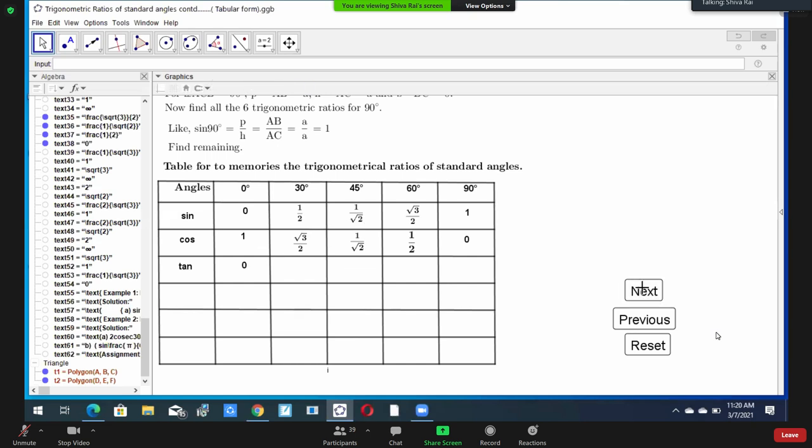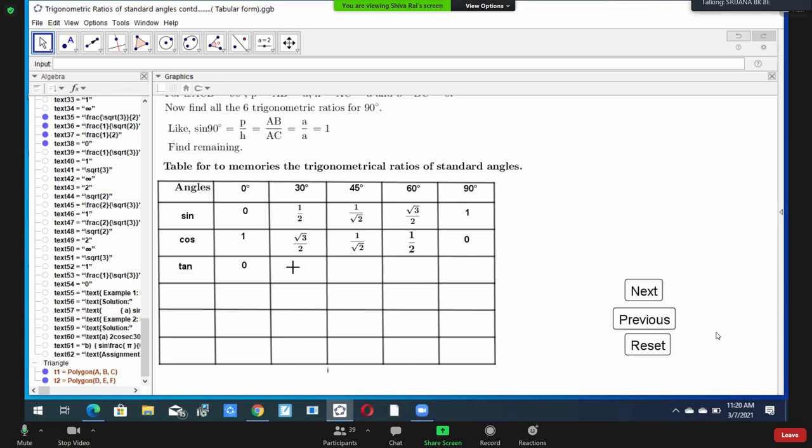Look here, 0. Now for 30 degree, find and put here the value of tan 30 degree. You find yourself sine 30 degree upon cos 30 degree. The value of sine 30 degree equal to 1 by 2 and value of cos 30 degree equal to root 3 by 2. Then how much does it become here? Tell me. 1 by 2 into 2 by root 3 equal to how much?